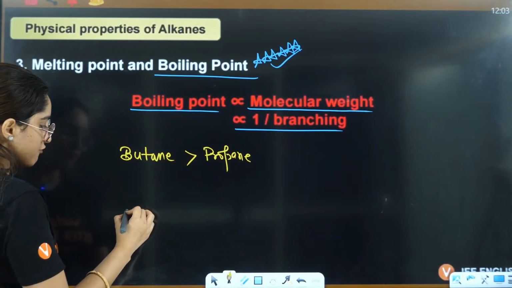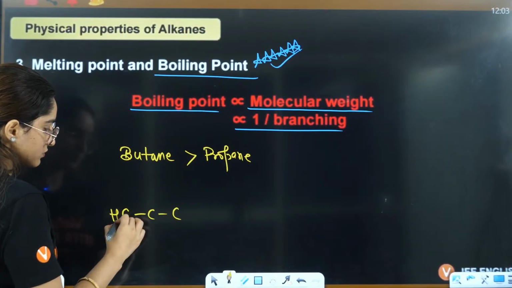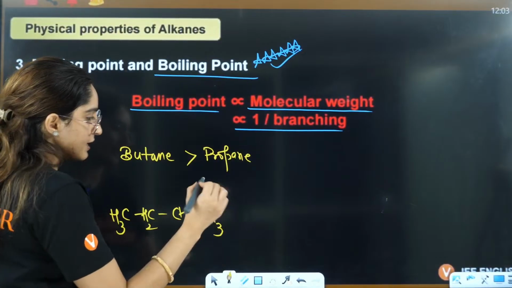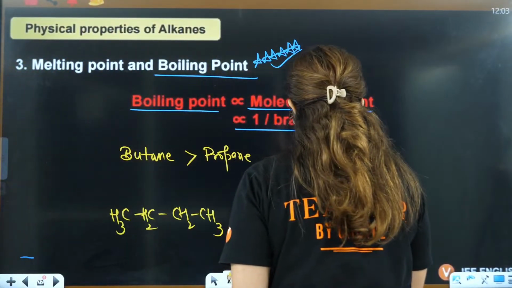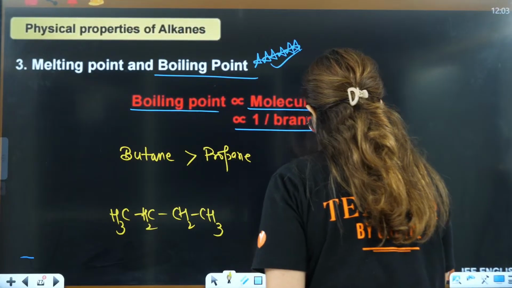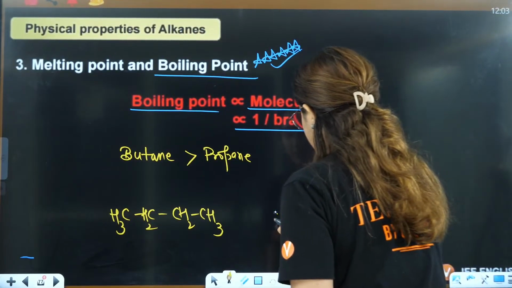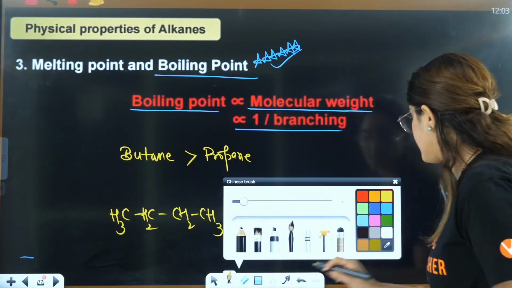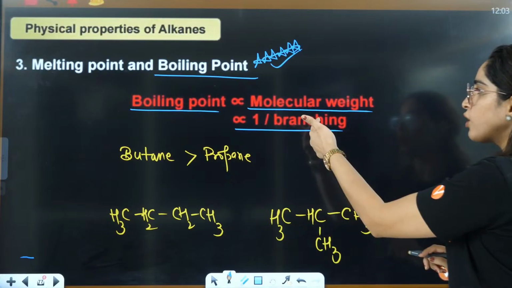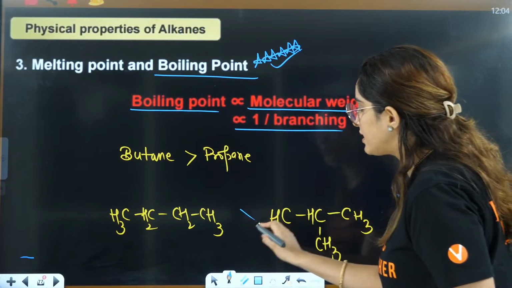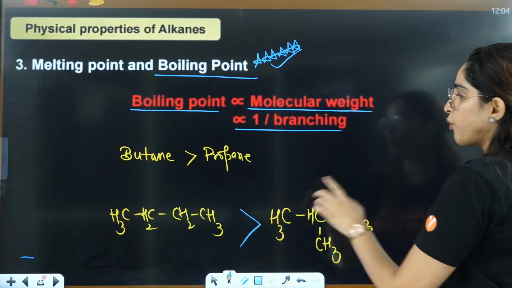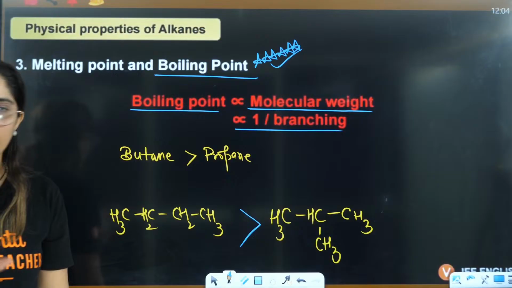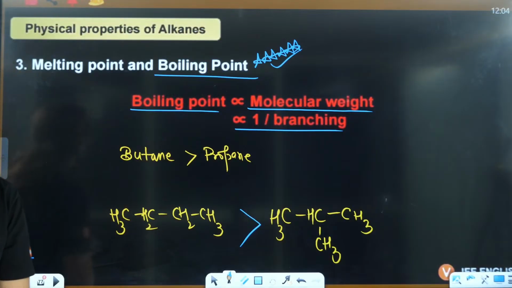Let's say you have CH3, CH2, CH2, CH3. Here the branching is like this, 1, 2, 3, CH3, CH3, CH3. Now, which has more branching? This has more branching, so the more the branching, the less will be the boiling point. The less the branching, the more will be the boiling point. So that depends upon the branching and the number of carbons that you have.